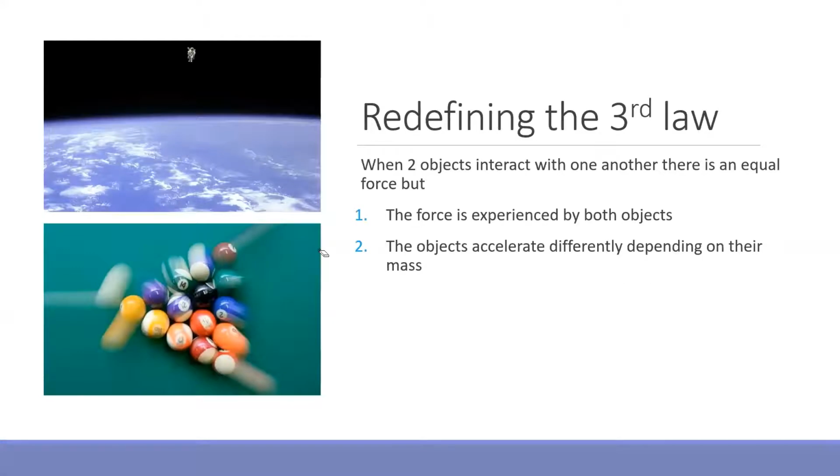I then hit you guys with a different interpretation of Newton's third law. When two objects interact with each other, there's the same force experienced by both objects, but they accelerate differently. The reason they accelerate differently is because of Newton's second law. They accelerate depending on their mass.